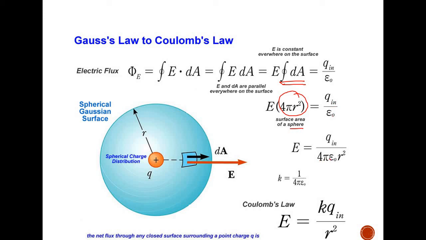Epsilon naught is a constant, 8.85 times 10 to the power of negative 12. When you derive this and move the bracketed parameter to this side, you obtain the equation E equals KQ over R squared, which is what we use in Coulomb's law.